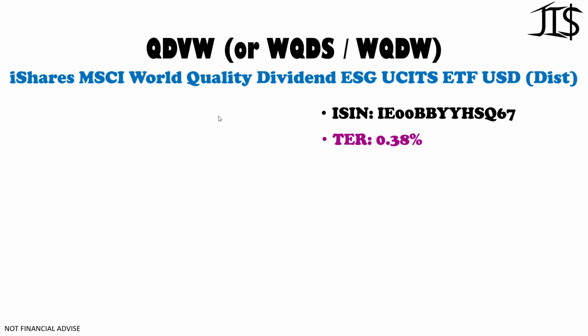Then the last one is the QDVW, and that's the iShares MSCI World Quality Dividend ESG UCITS ETF in US dollar and distributing. So also a total expense ratio of 0.38. It's noted in euro and only a price of 5.86. So that's also really important, just like the one that I mentioned in US dollar that has a low price there, and the SDIV as well.